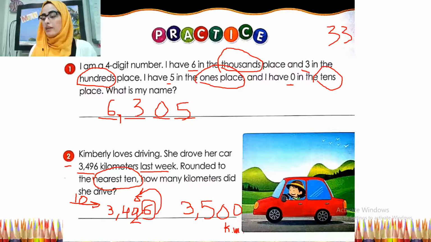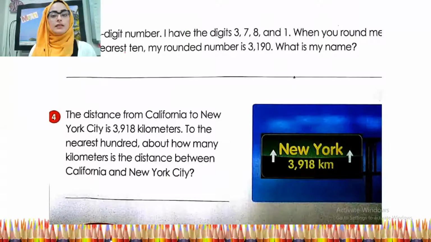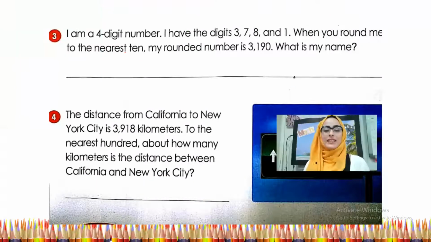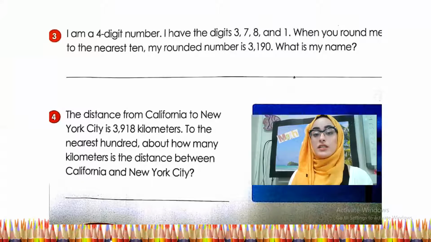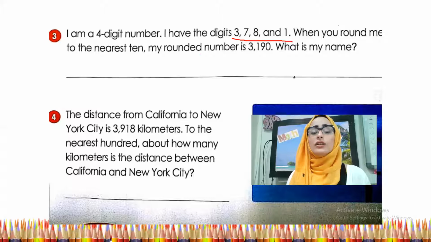Okay, so we have now this number 3. We still have 3 and 4 for today. Here is our quiz. Okay, here it is. I am a 4-digit number. I have digits 3, 7, 8, and 1. When you round me to the nearest 10, my rounded number is 3,190. What is my name? Look at me. Let's write the result here.